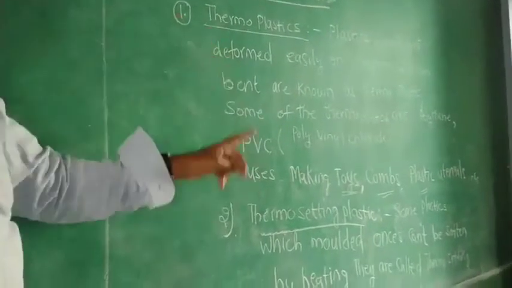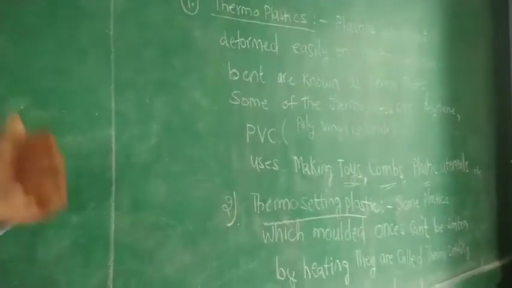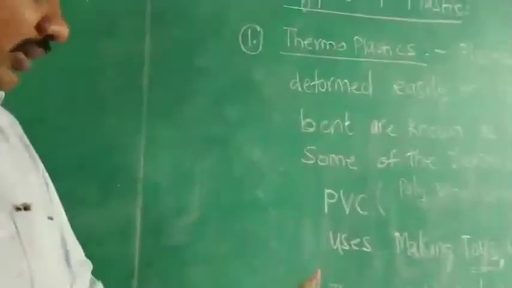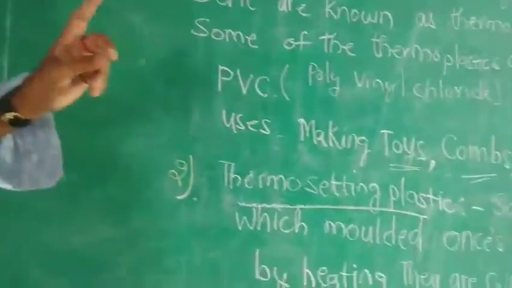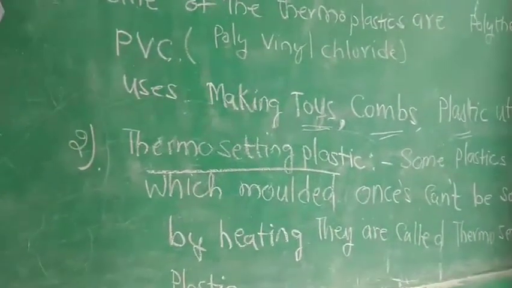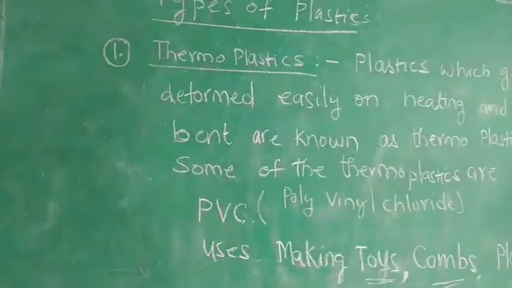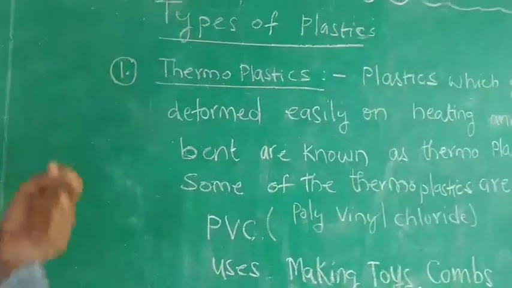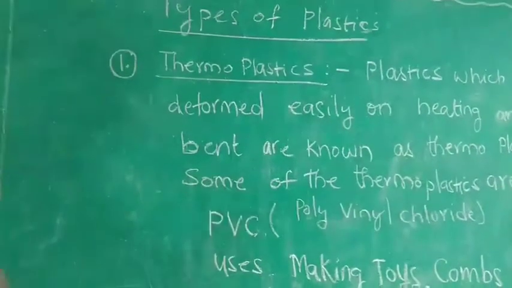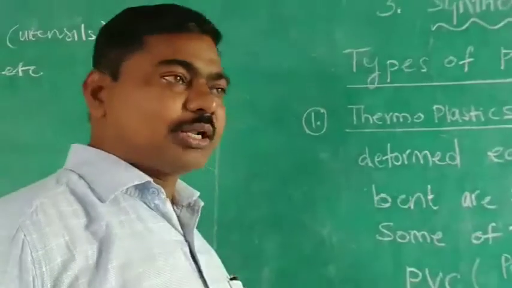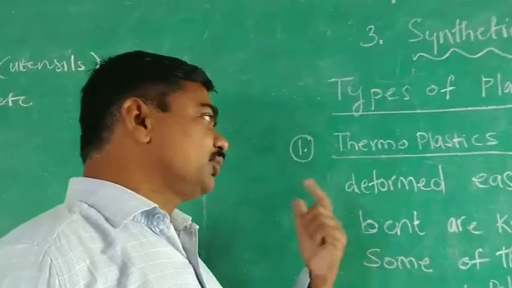Out of these, which one is the Tupperware bottle? You have to decide that. Either it is a thermoplastic or a thermosetting plastic. How do you know whether it is a thermoplastic or thermosetting plastic? You just take one piece of a used Tupperware bottle.